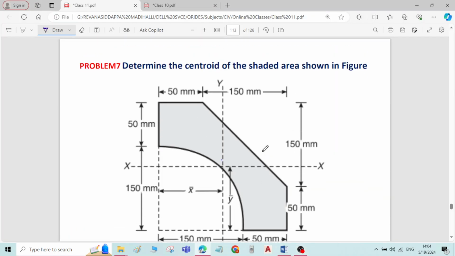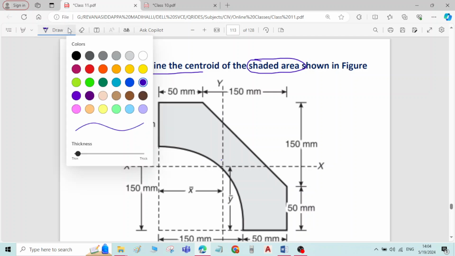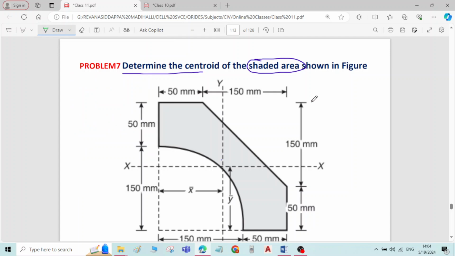This is problem number 7 on centroid of the plane figures. Here the question is to determine the centroid of the shaded area shown in the figure. Which is the shaded area here? So this is the shaded area. This is the shaded area, correct? So it is asked to find the centroid of only this shaded portion.